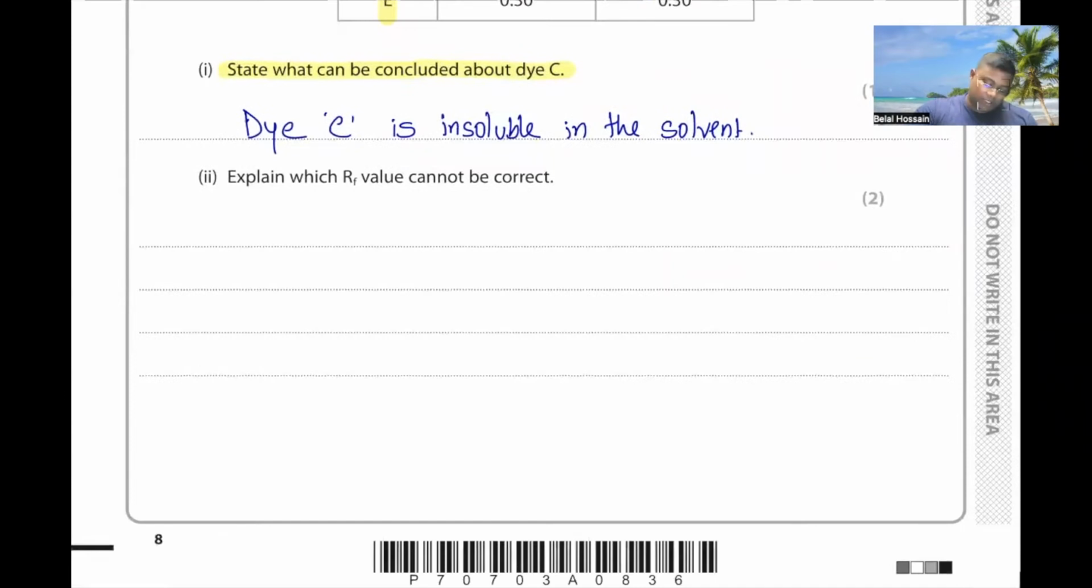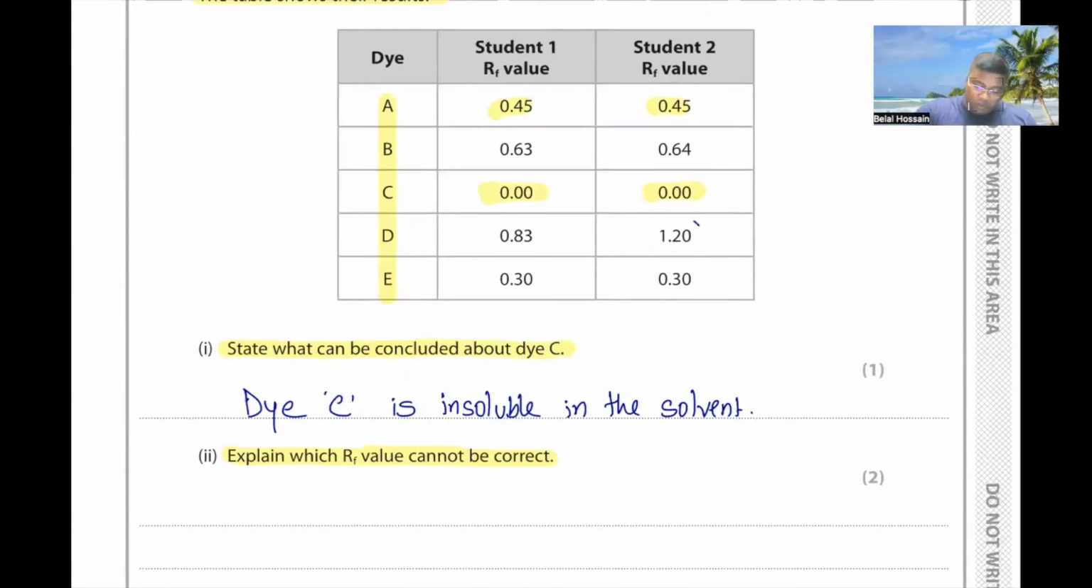The next point, explain which RF value cannot be correct. So we can see an RF value of 1.20, which is an indication of a wrong answer, and it cannot be correct because the distance traveled by the solute is always less than the distance traveled by the solvent. So it cannot be a value greater than 1.